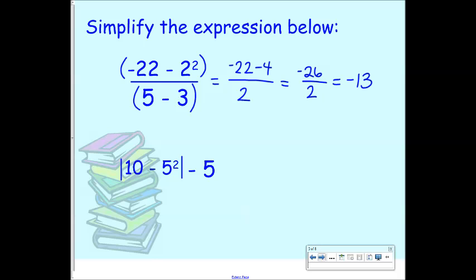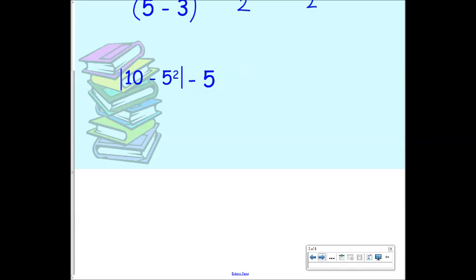What's going on in this second one? 10 subtract 25, because these absolute value signs work like what? Parentheses, so we do everything inside first. So 10 subtract 25 minus 5. What's 10 minus 25? Positive or negative? Negative 15. All right, what happens with the absolute value signs? It makes it positive. So then I get 10. Perfect.